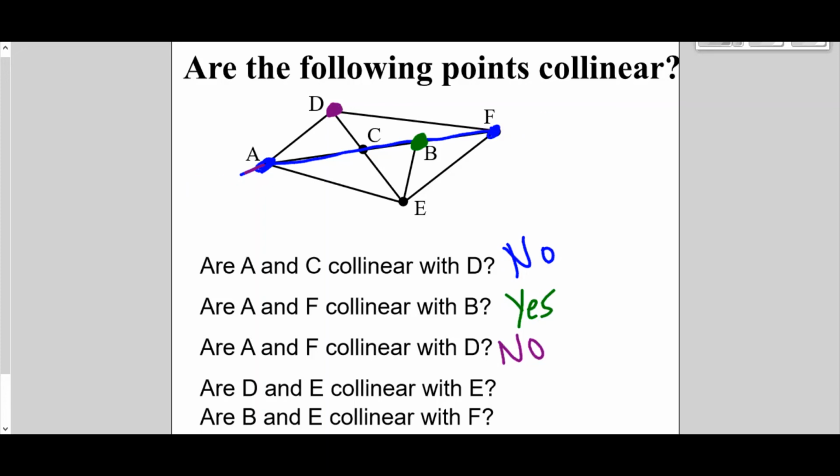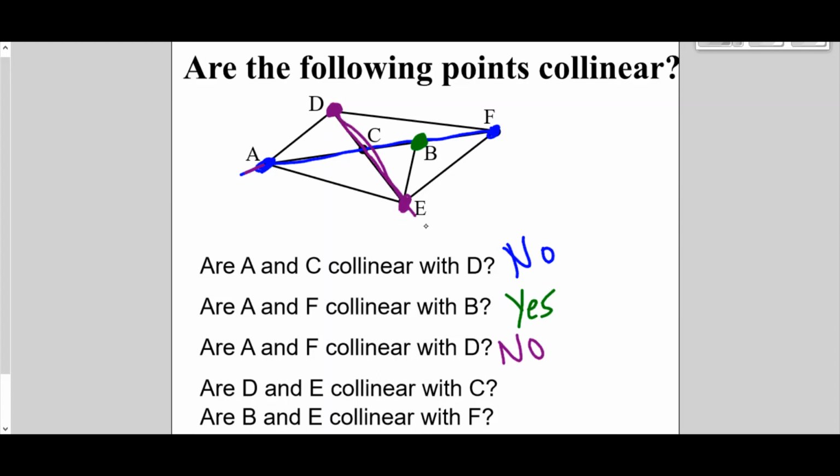Are D and E collinear with, this should say C, sorry. Are D and E collinear with C? So I'm going to plot D and E. So here's D and E.